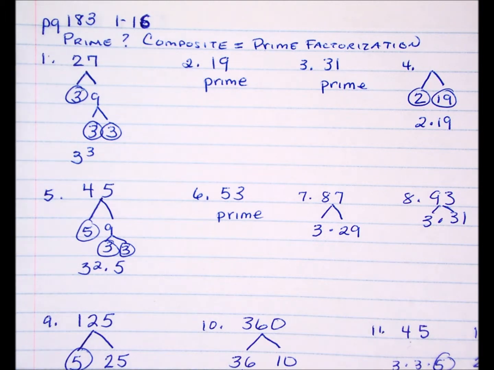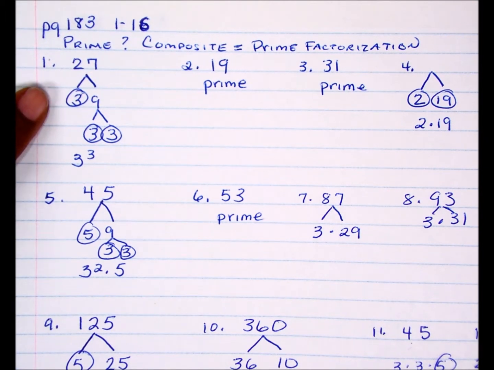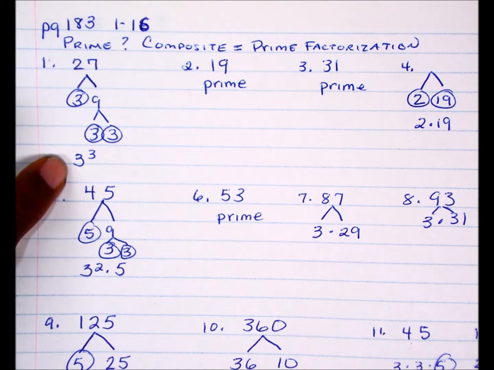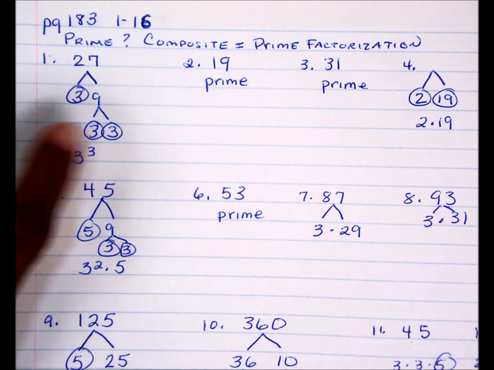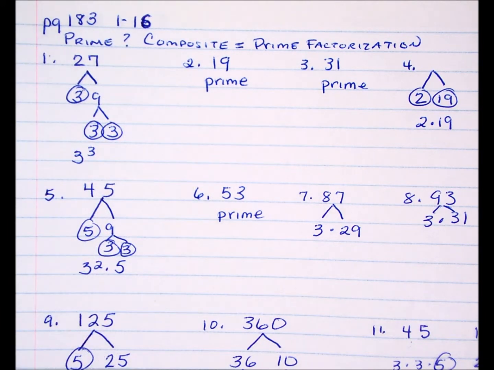So in the first one, we found that number 27 is a composite number, and it is 3 cubed. 3 times 9, and then 3 times 3 for 9, 3 cubed. 19 is a prime number. 1 plus 9 is 10, so it's not divisible by 3 or 9. It doesn't end in 0 or 5 or any of the even numbers, so it can't be divisible by any of those. So it's prime. 31 is also prime. Same thing. 3 plus 1 is 4. That's not divisible by 3 or 9. It doesn't end in 5. It's not an even number.